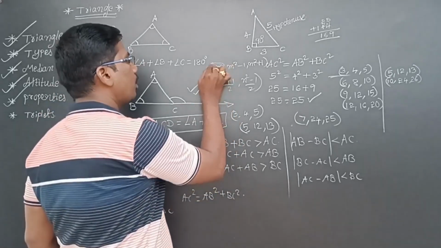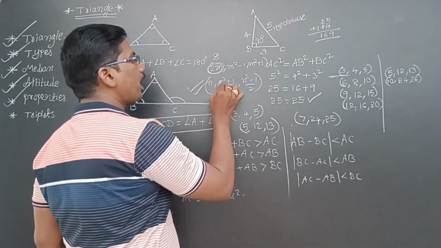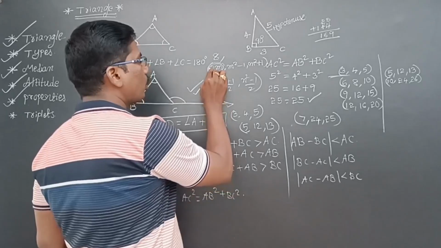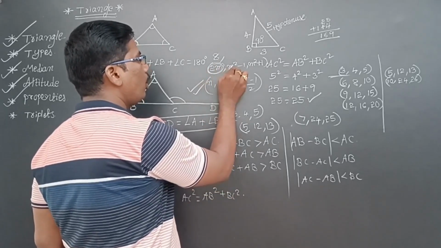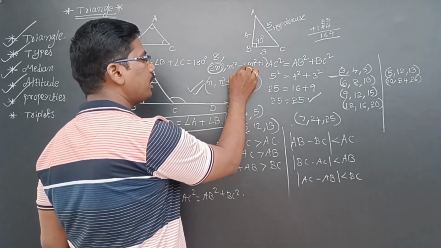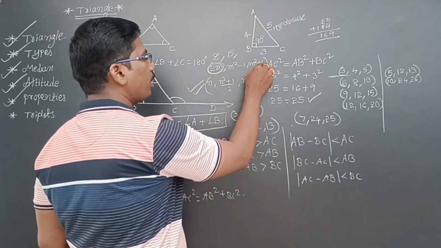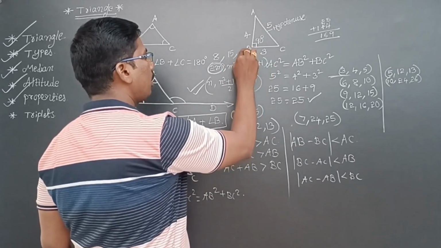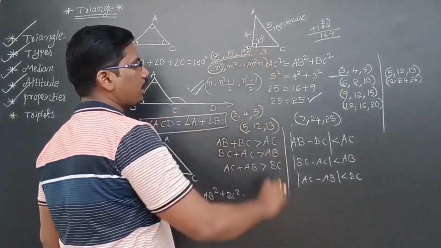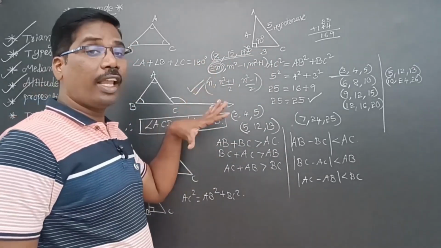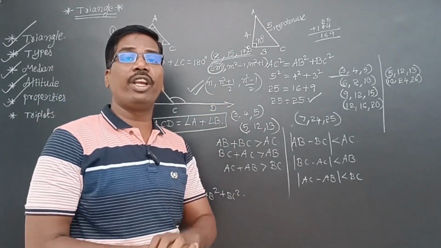Means 2m should be even. For example, you take 8. So, 2m is 8 means m is 4. 4 square minus 1, 16 minus 1, 15. 4 square plus 1, so 16 plus 1, 17. So, 8 comma 15 comma 17. Like that, if you take, you will get so many even numbers.